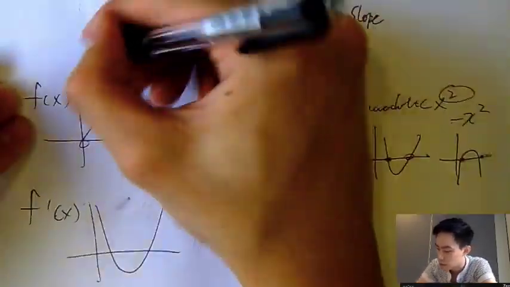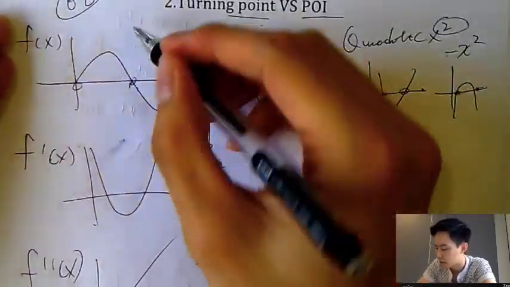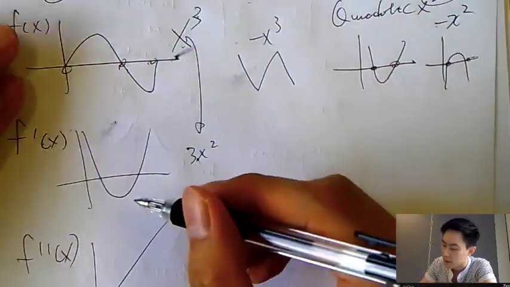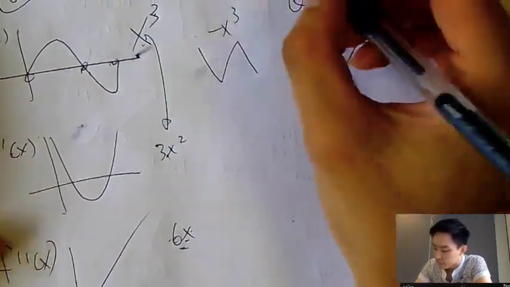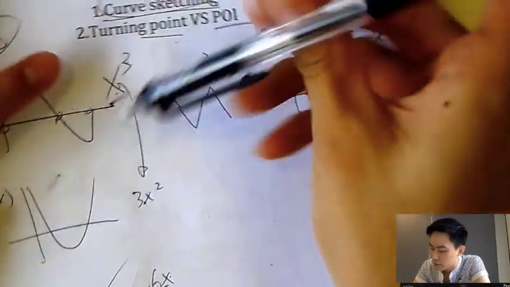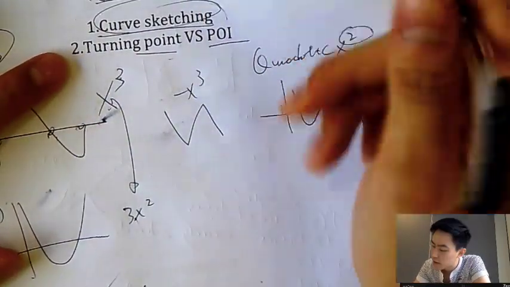So basically in 2018, this is a question type that frustrates many students. It's a 4-mark question. And then for type 2, turning point and point of inflection.